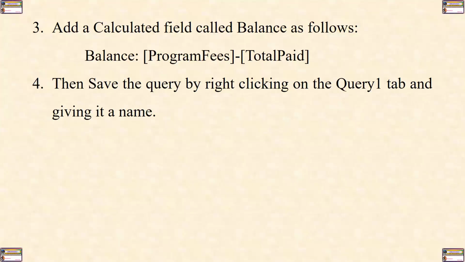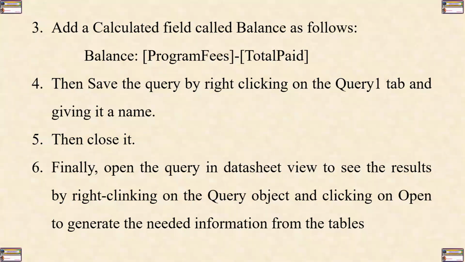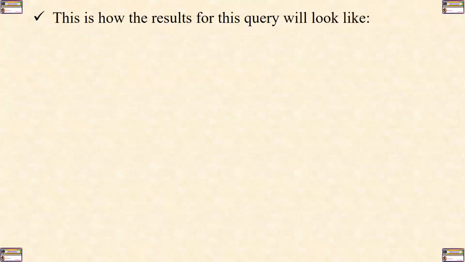Once you have created this field, using this expression, you save the query by clicking on the query one tab and giving it a name. Then you close it. Finally, you open the query in datasheet view to see the results by right-clicking on the query object and clicking on open to generate the needed information from the tables, or just click on run to run the query. This is how the results from our query is expected to look like.